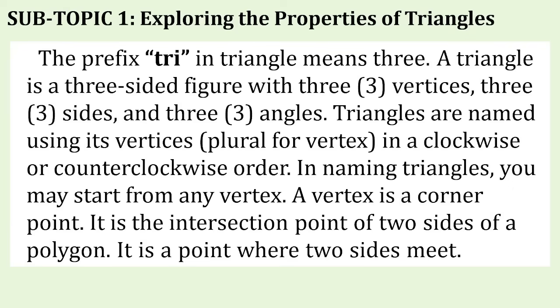Subtopic 1. Exploring the properties of triangles. The prefix tri in triangle means 3. A triangle is a three-sided figure with 3 vertices, 3 sides, and 3 angles. Triangles are named using its vertices, plural for vertex, in a clockwise or counterclockwise order. In naming triangles, you may start from any vertex. A vertex is a corner point. It is the intersection point of two sides of a polygon. It is a point where two sides meet.